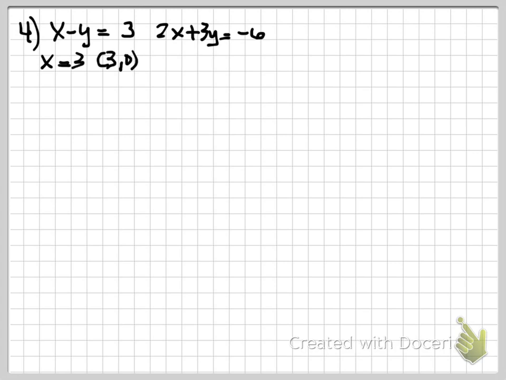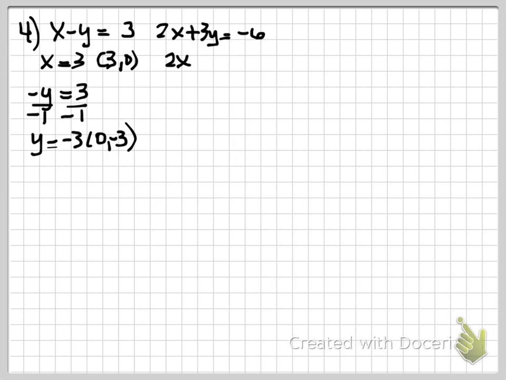So we've got x minus y equals 3, 2x plus 3y equals negative 6. So each one of these, solving for intercepts, would be really easy. X plus 0 equals 3, so x equals 3. This one's a little bit more. 0 minus y, which is negative y, equals 3. I'm going to have to divide both sides by negative 1. And we get y equals negative 3, or 0, negative 3.